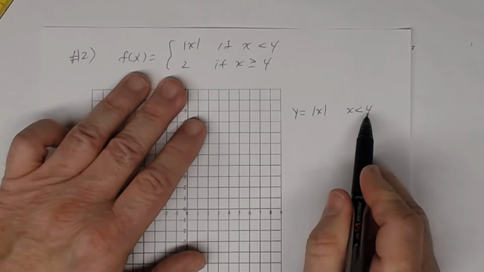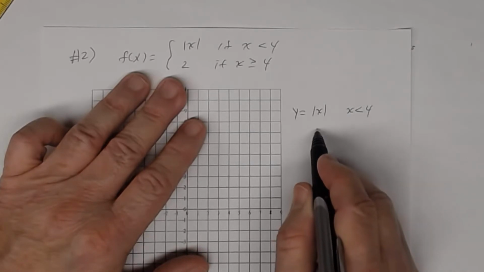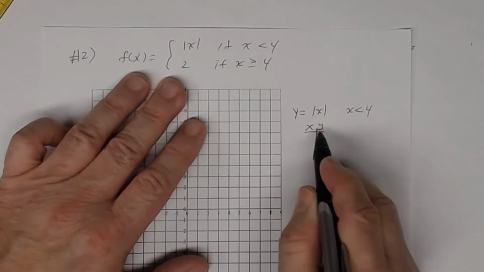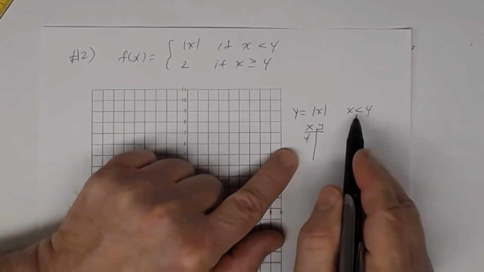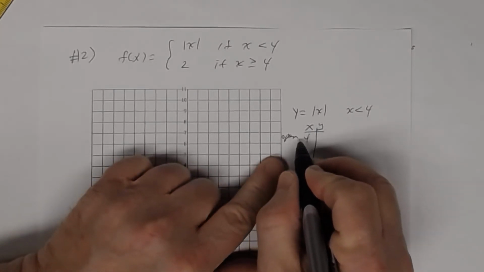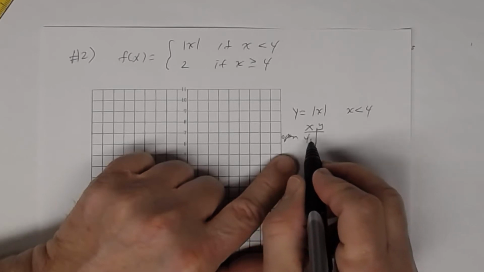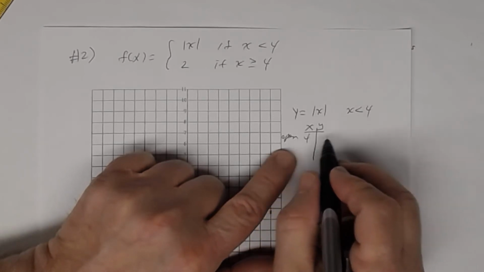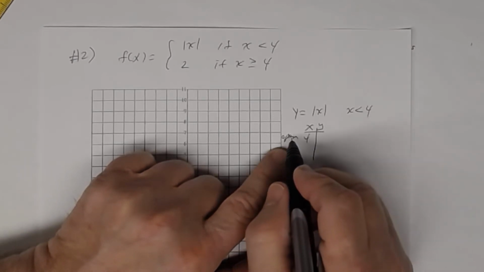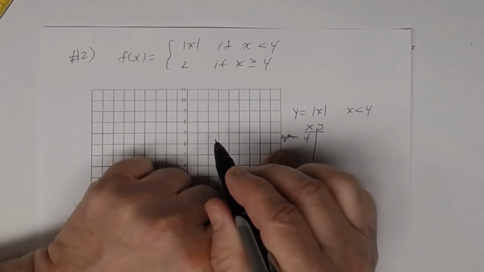Whatever number you see here is the first number you start with. That's important. So listen carefully. x is 4. There's no equal sign, so I'm going to put the word open, so that when I plot that point, it's going to be an open circle. Since there's no equal sign, I'm going to write the word open, and when I plot that point, I'm going to put an open circle.